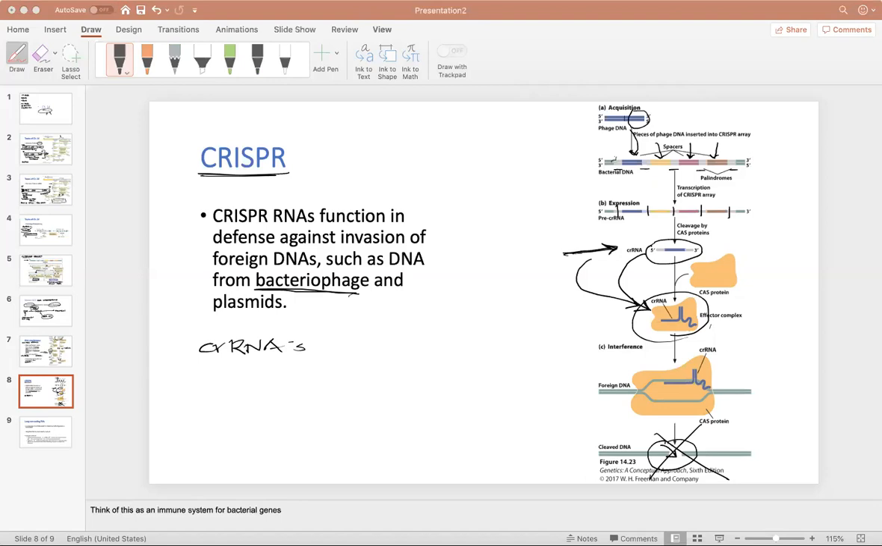Oh, CRISPR stands for... I should totally change the screen share. Hang on.